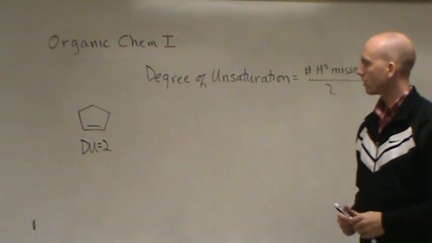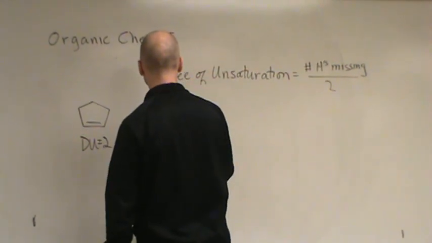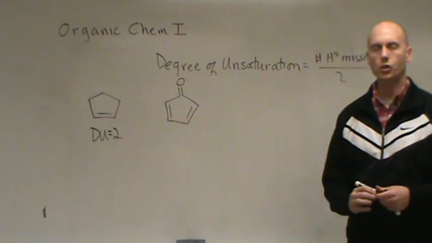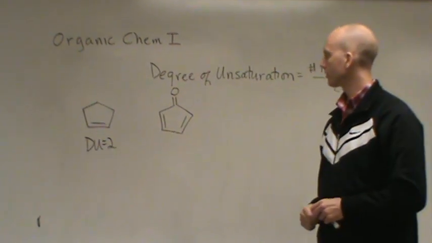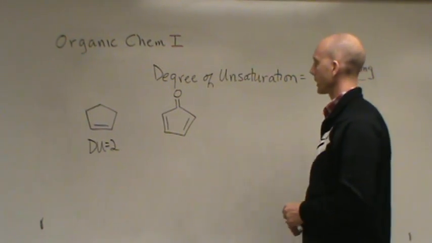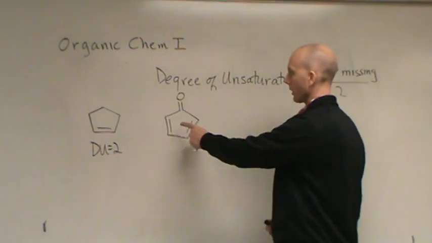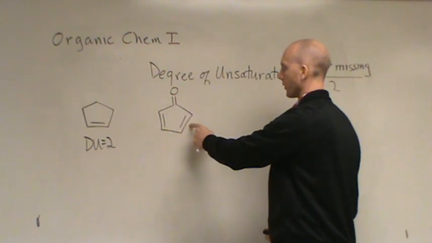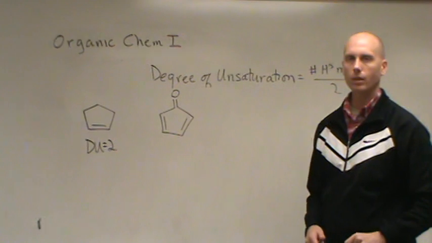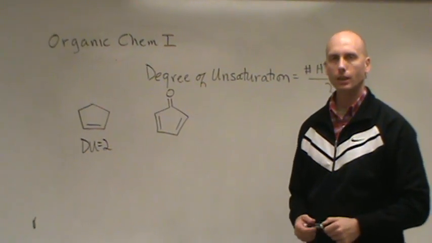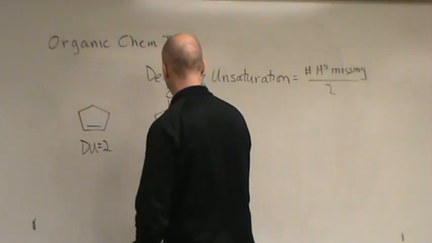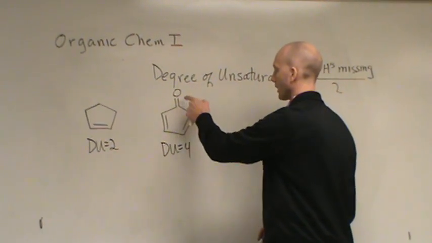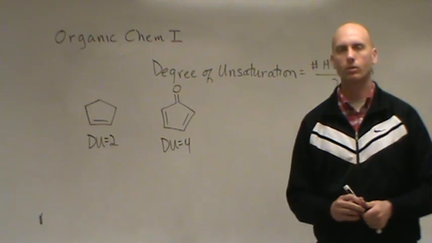Well, what about if we had this here? Now I throw an oxygen in there. What would the degree of unsaturation be here? Well, I got a ring, so that counts as 1, a double bond, 2, a double bond, 3, and another double bond, 4. I don't care if the double bond's connected to a non-carbon atom or not. It still counts as a DU. So I get 4. The ring, 2, 3, and 4 for those double bonds there.